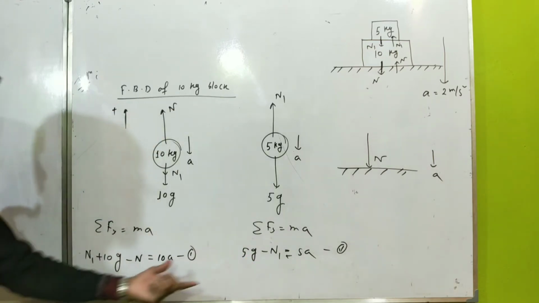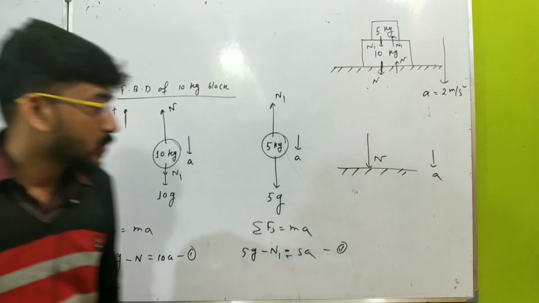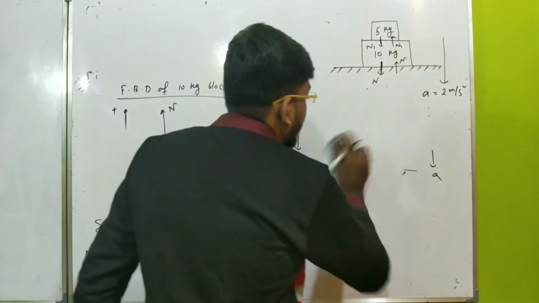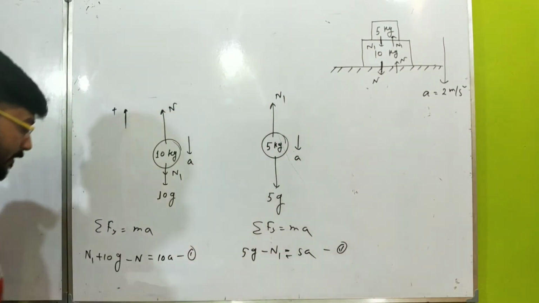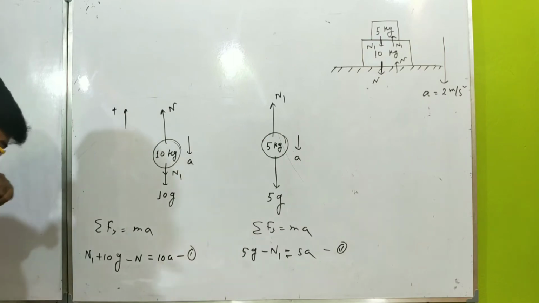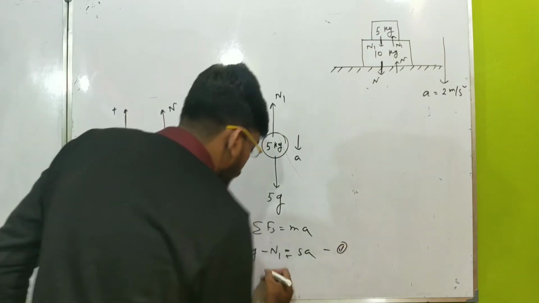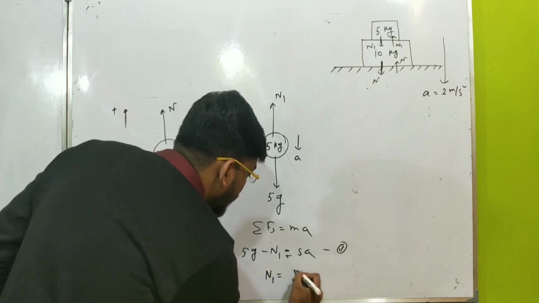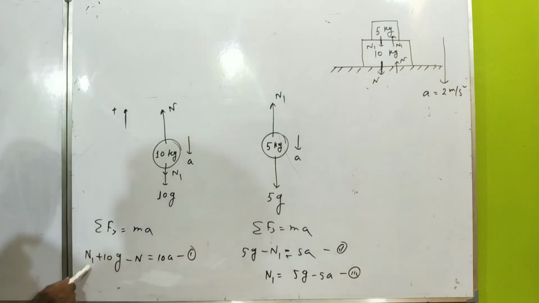So we have two unknowns and two equations, so we can easily solve. We don't need to solve this diagram. We can solve these two equations and we will get the result, because a is given here. From this equation we can find out the value of N1. So N1 will be nothing but 5g minus 5a, and put this N1 here, you will get N.